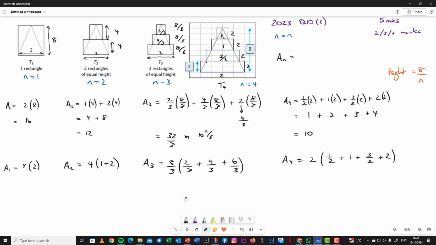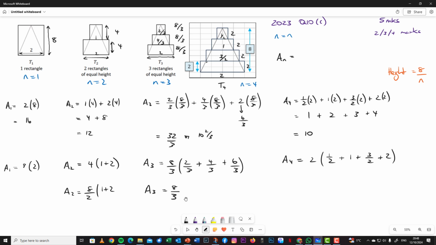We already established that the height of the rectangles was going to be 8, the total height of the triangle, divided by the number of pieces you're breaking it down into. So for the third one, it's pretty clear, and it's easy. It's 8 over 3, that's 8 over n, the pattern number. Well, what about the second one here, A2? Well, 4 is 8 over 2. The pattern number is 2. So this is 8 over 2 on 1 plus 2.